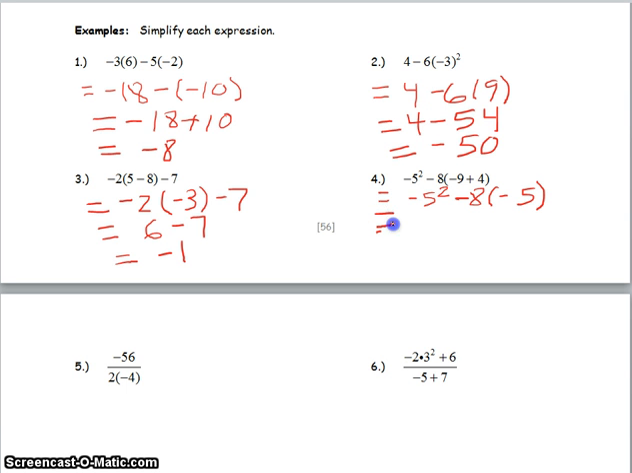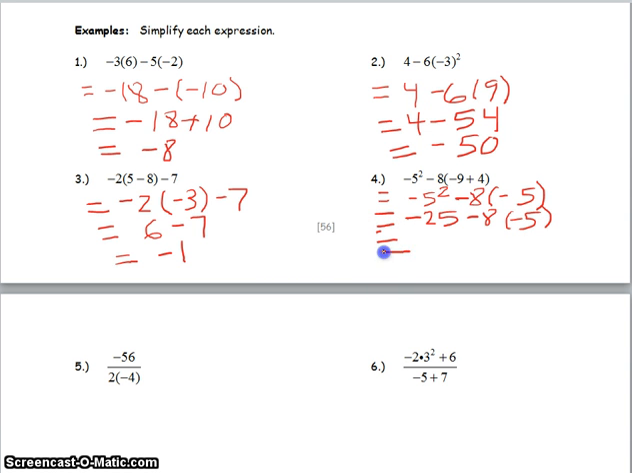Now, look here. The next thing, we cannot do anything inside this parenthesis, so now we do our exponent. Negative 5 to the second power. Now remember, only the 5 is taken to the second power, so we just bring down this negative sign. So we bring down our negative sign, and we have 5 to the second power, which is 25. So that is negative 25 minus 8 times a negative 5.